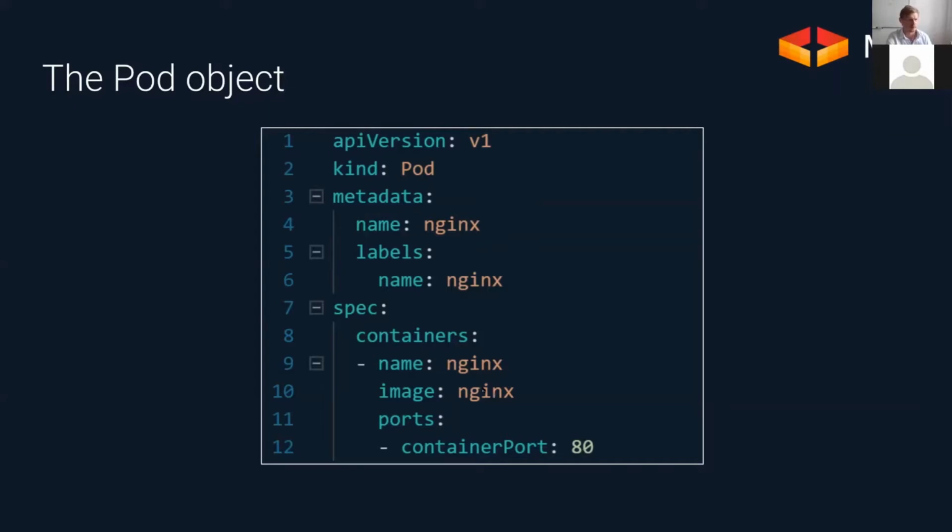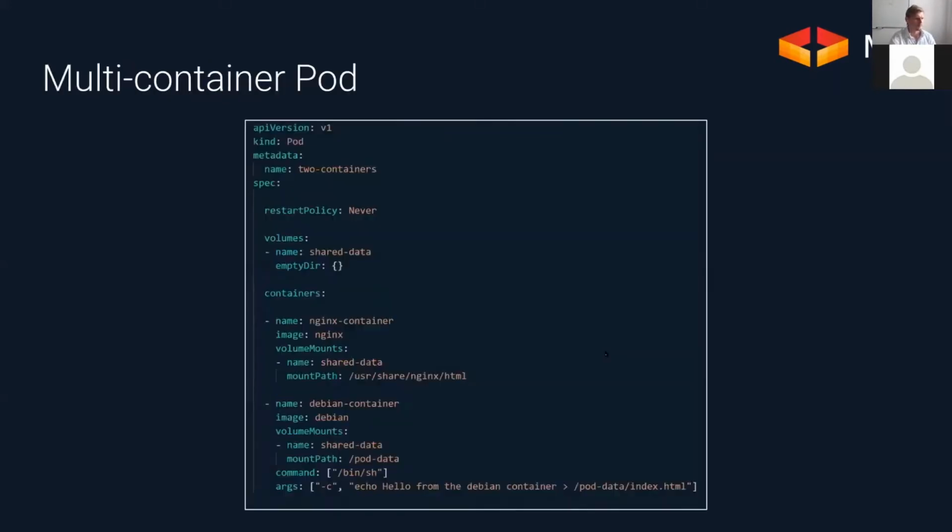But if you take this and post it to a Kubernetes API server, it would actually run a pod with Nginx running and open port 80. Okay, cool. Let's give an example of a multi-container pod. It looks a bit more scary, but I think when you see it, it makes sense.